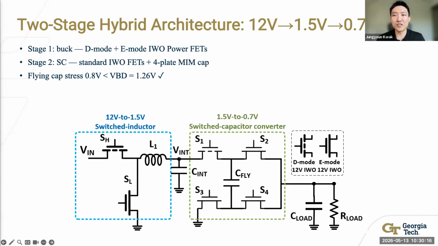Let me go through the two-stage hybrid converter schematic in detail. Stage one is a buck converter on the left. The high side switch is a D-mode indium tungsten oxide power transistor, normally on, controlled by a pulse width modulation signal. The low side switch is an E-mode indium tungsten oxide power transistor, normally off, turning on during the freewheeling phase. Together, they form a synchronous buck converter.